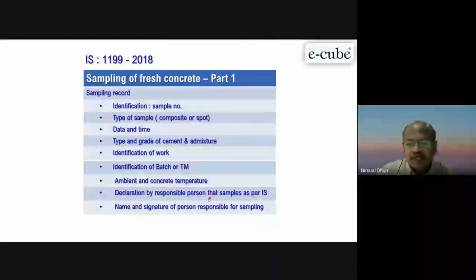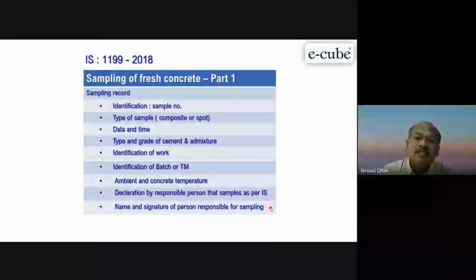Then declaration: the person who is taking the sample declares whether the sample is being taken as per the standard, along with the name and signature of the person responsible for sampling. This is also very important. So this type of record we have to maintain for each sample.